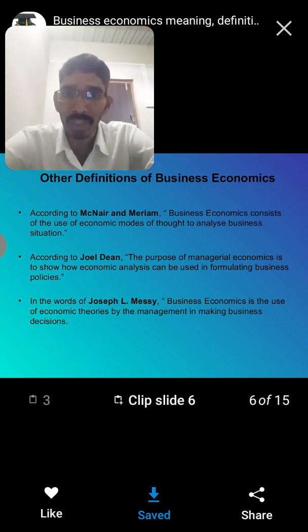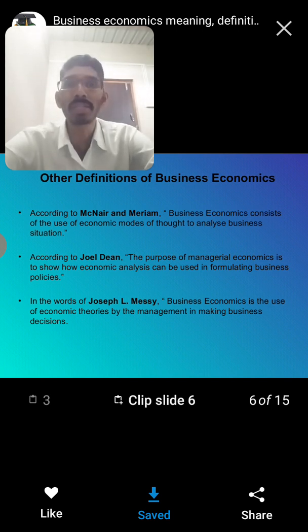Many economists have given definitions of business economics. According to McNair and Meriam, business economics consists of the use of economic models, that is economic theories, to analyze business situations. In the business field we have to face bad situations and good situations, and economic theories applied to business problems help us maintain them.